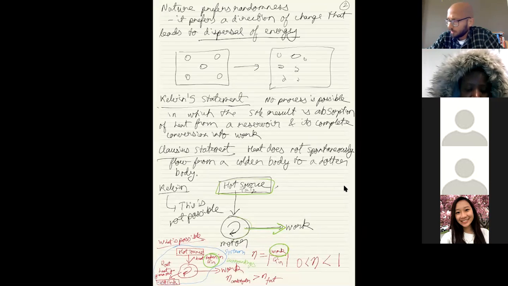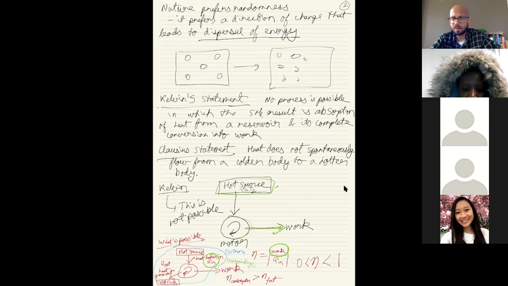So this efficiency is going to be less than 1. It cannot be equal to 1, because that would mean that all of the heat that you took from the hot source has been converted into work. That's not going to happen. So there is always a cold sink in which heat is dissipated or wasted. So first law does not distinguish whether we had a cold sink or not. It doesn't matter for first law.